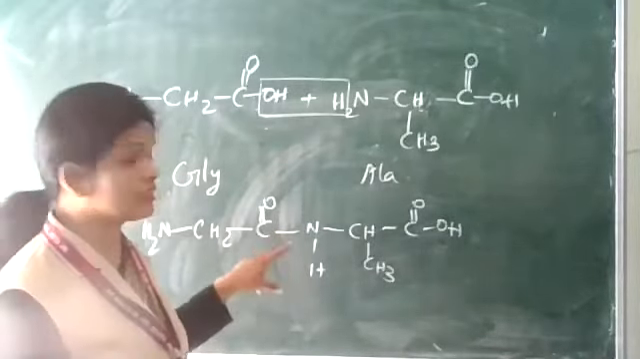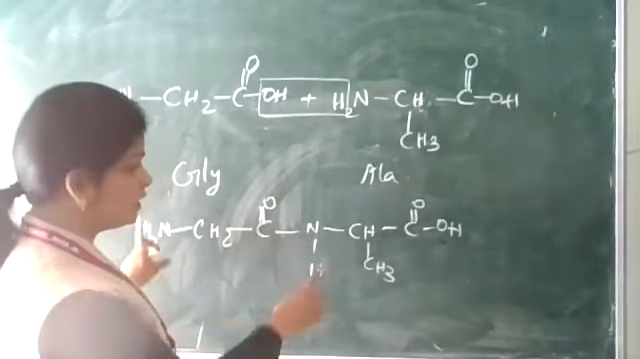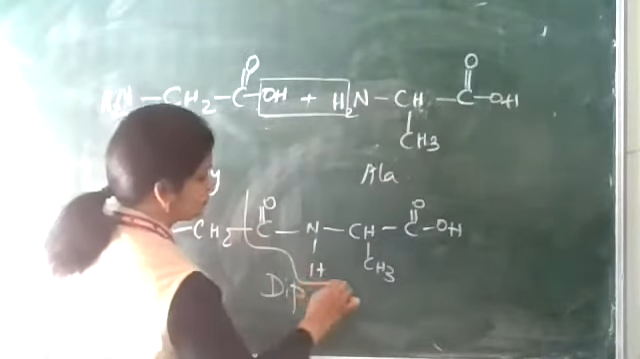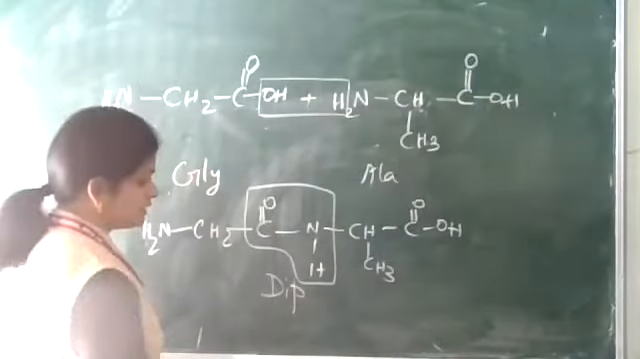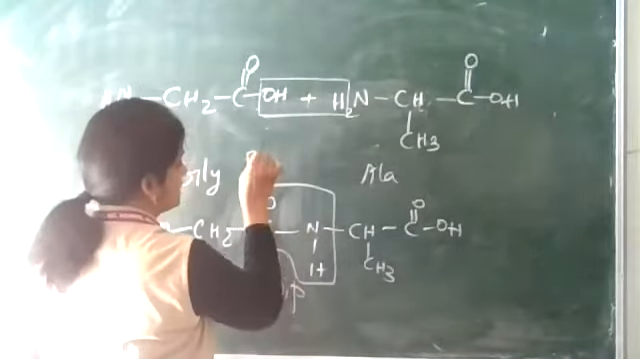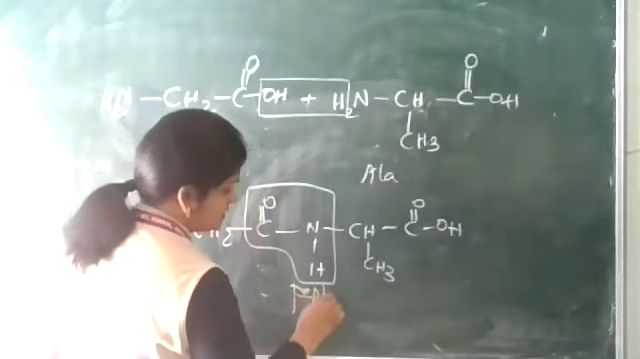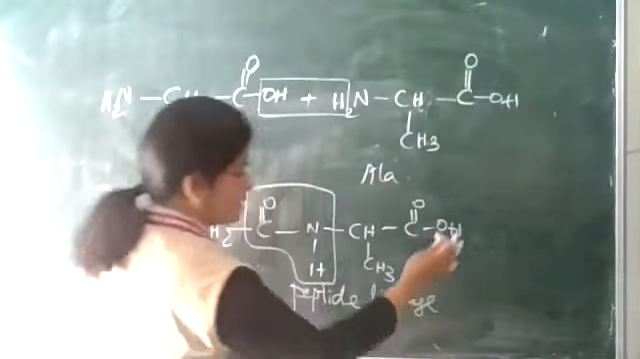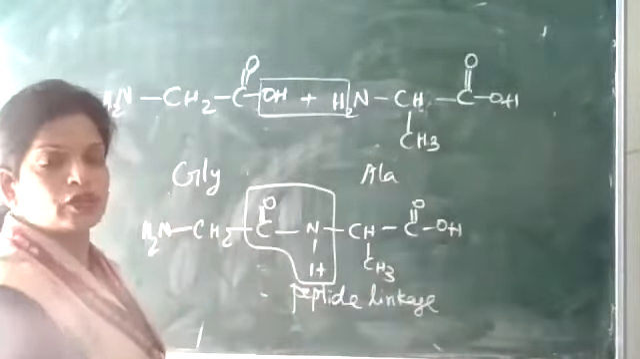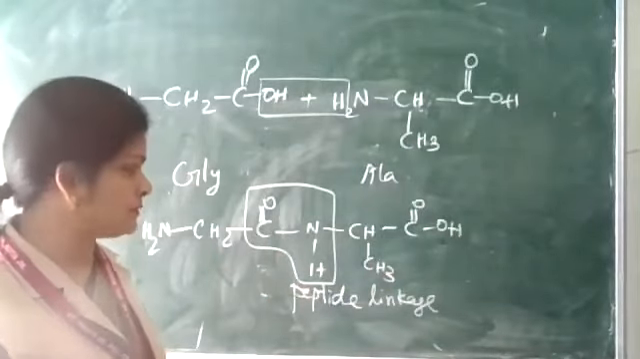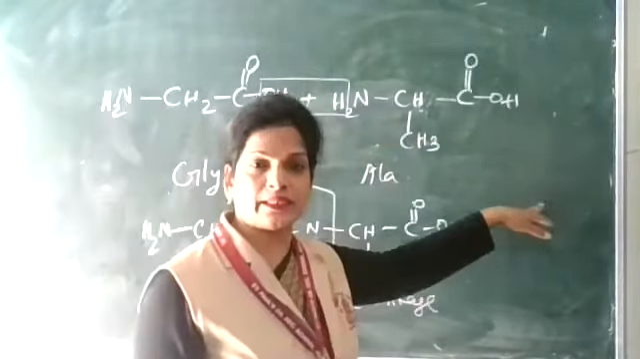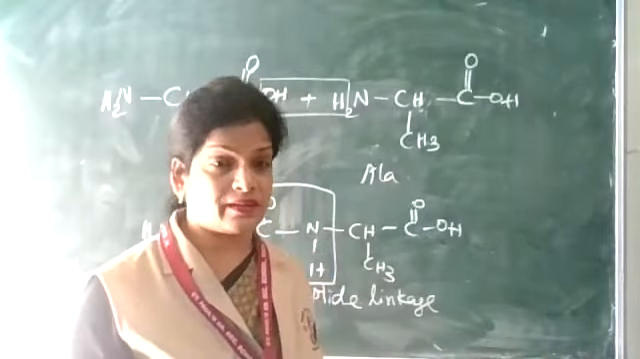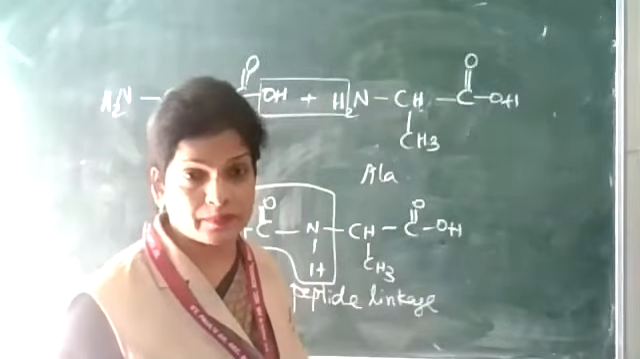If it is two, we call it a dipeptide. Here only two. This is a dipeptide. This is called the peptide linkage. This is a dipeptide because two molecules, two alpha amino acids, are joined. If one more comes on that side, then tripeptide, tetrapeptide, etc. If more than 10, then we call it a polypeptide.